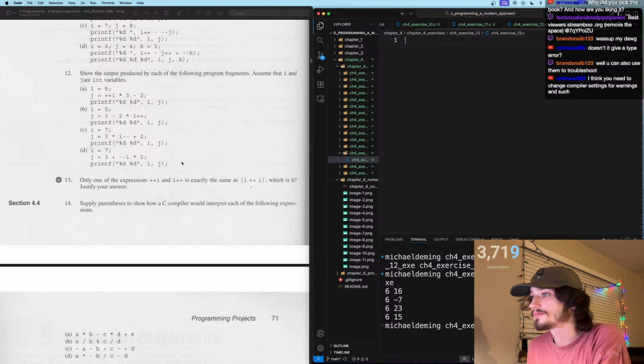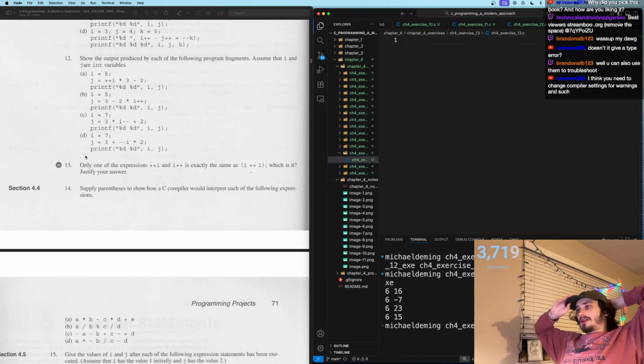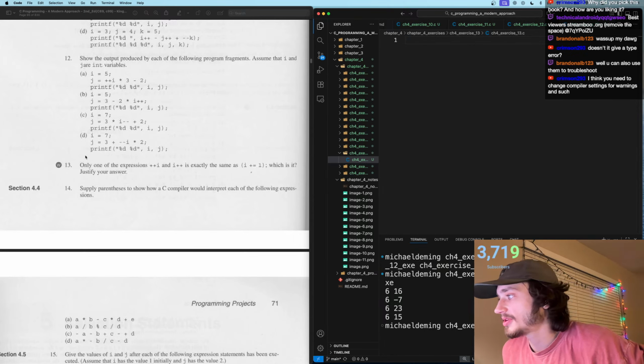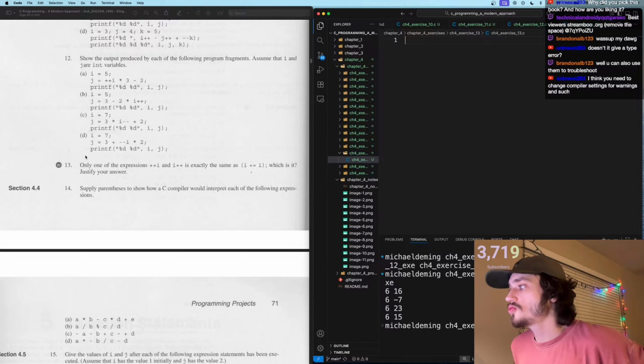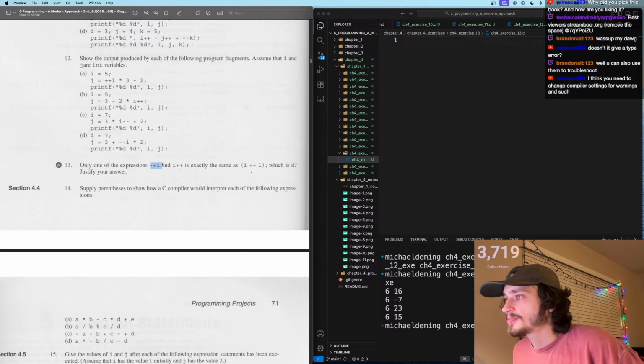Okay, 13. Only one of the expressions ++I and I++ is exactly the same as I += 1. Which is it? Justify your answer. And this is a fun one, right? So ++I is prefix incrementation. I += 1 will update I in this line, which will happen to be ++I. I++ will not save I as 1 greater in this instance.